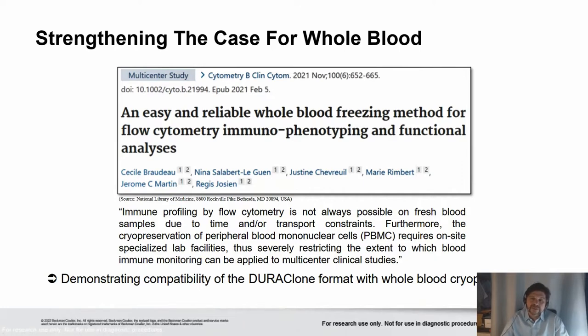And so we took the step, like the one study, and made sure that all these assays are applicable with whole blood samples. And this also includes, which is often a reason for not going with whole blood, cryopreserved samples, where now whole blood freezing methods are out there. And here in this paper that I'm showing on the screen, it was demonstrated that a whole range of different DURAClones was tested with whole blood or frozen whole blood samples and could show very, very similar results to the native material. So here we have compatibility with native whole blood as well as with cryopreserved whole blood.